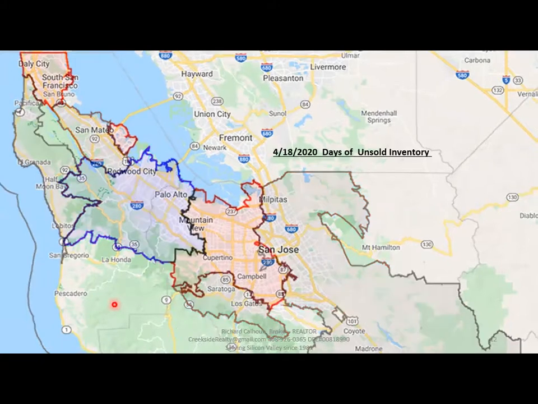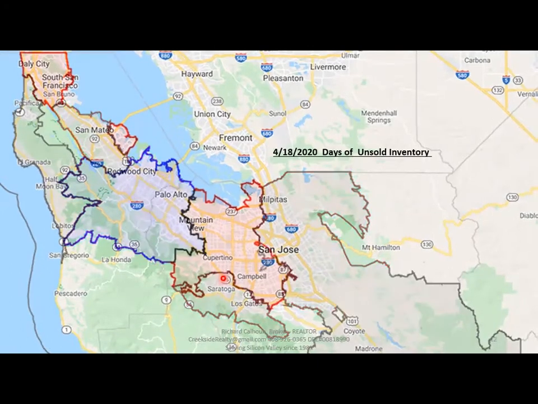Now you move to the 18th, and notice how the amount of blue really expanded, the amount of gray expanded up into the Milpitas areas and into Saratoga. So basically, in a nutshell, your reds are way down, your blues are up, the market's slowing.